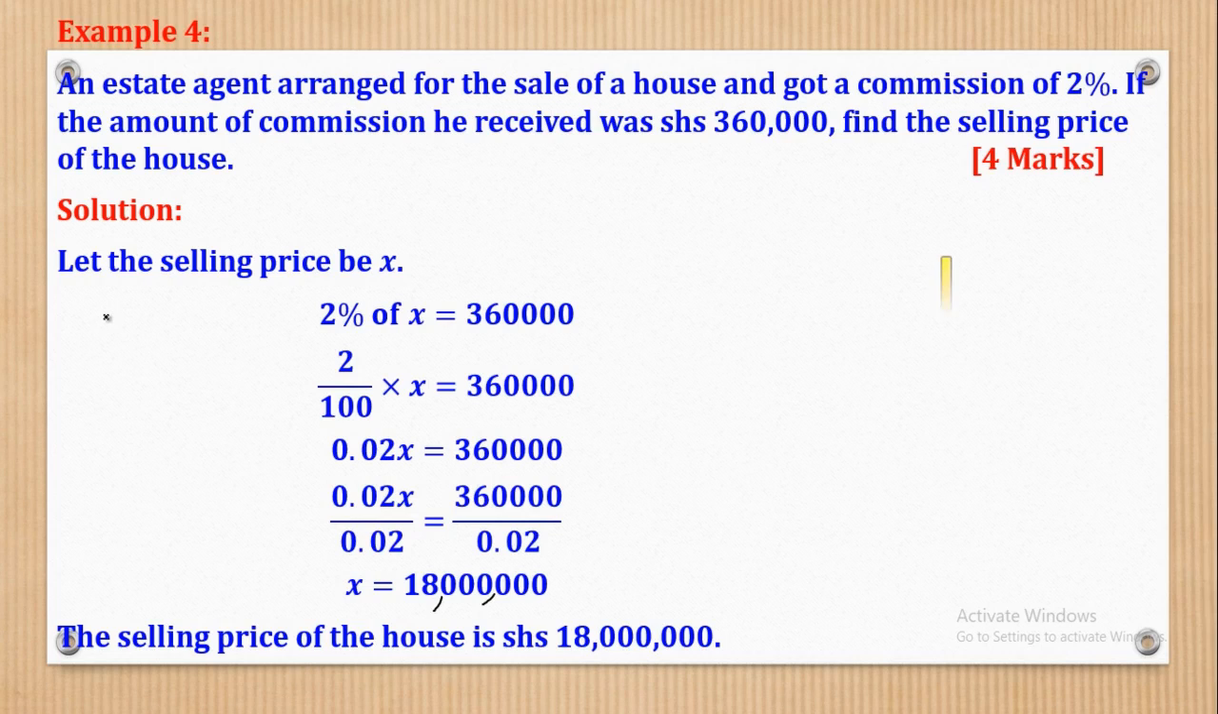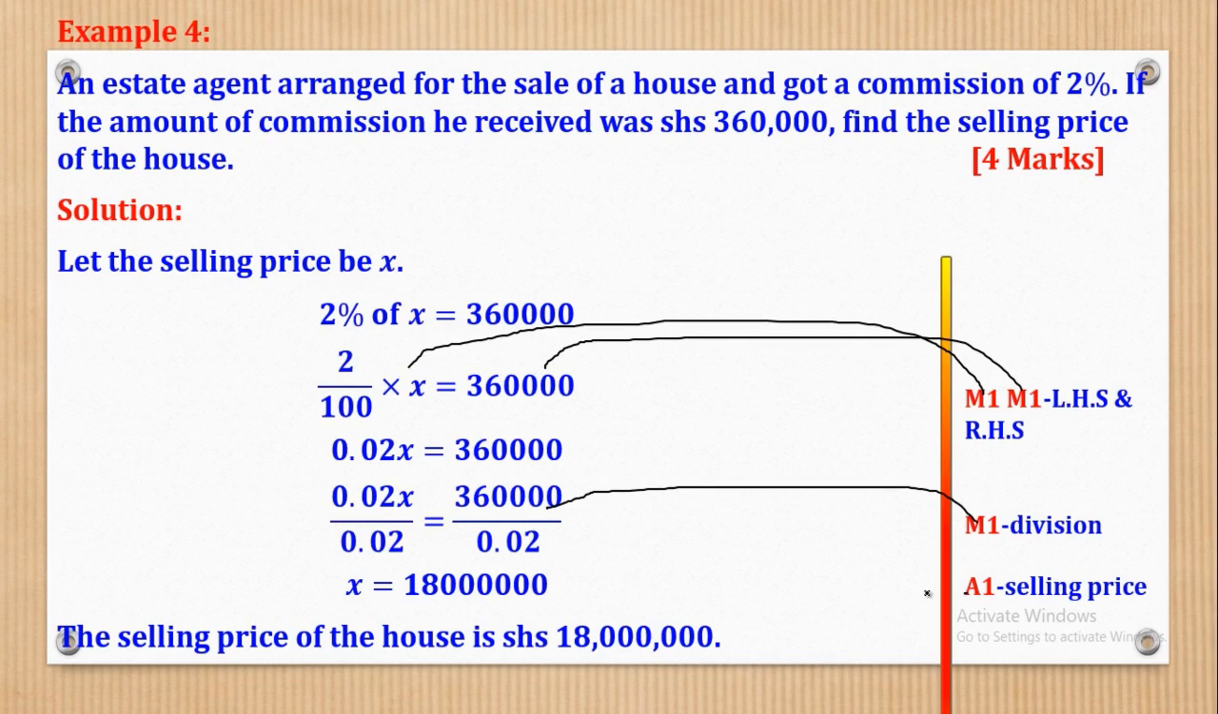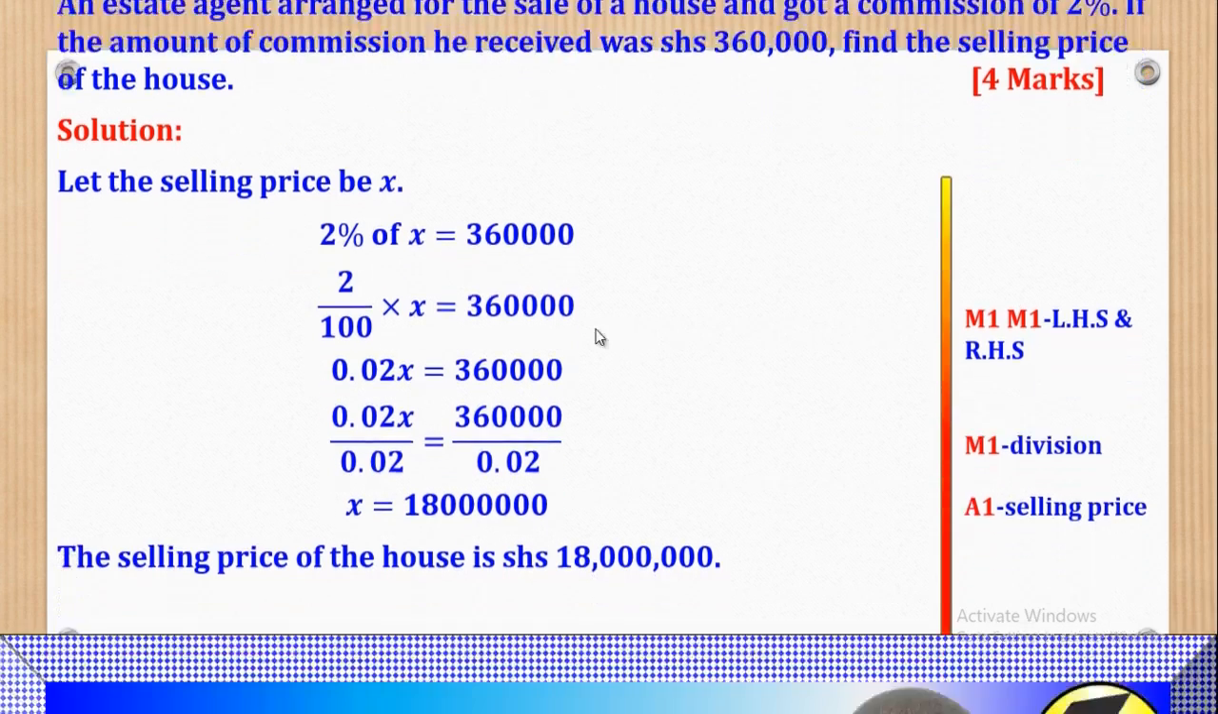So now that we have got what they wanted, let's see how much can be awarded. M1 is for substituting on the left hand side, and M1 is for substituting in the right hand side. M1 is for division here, and A1 is for the output. So basically that's how the 4 marks could come about.